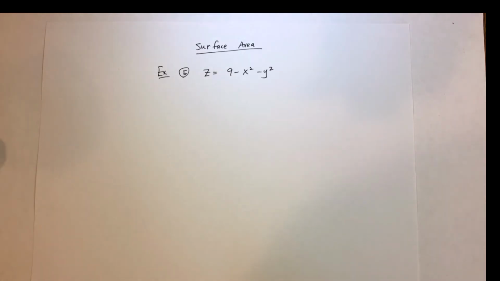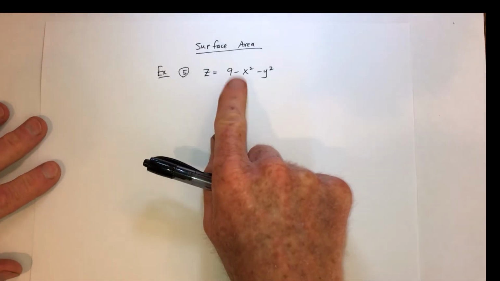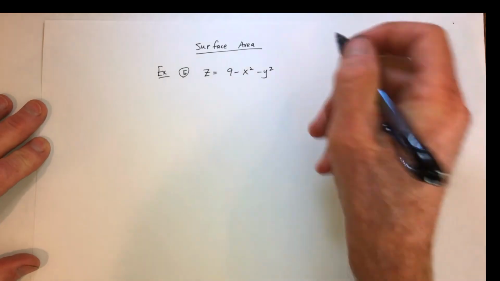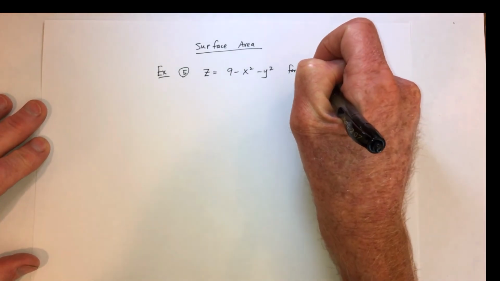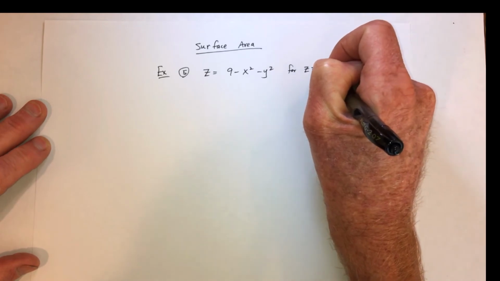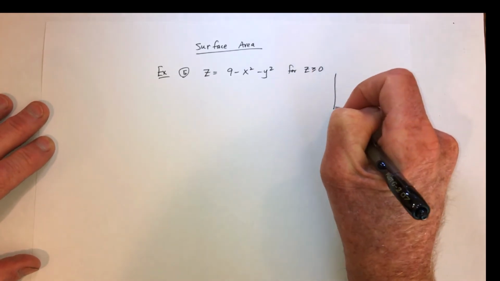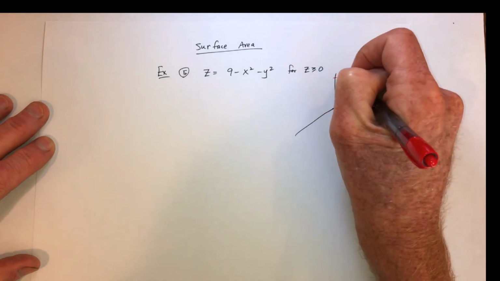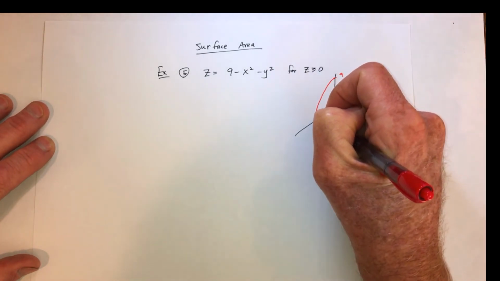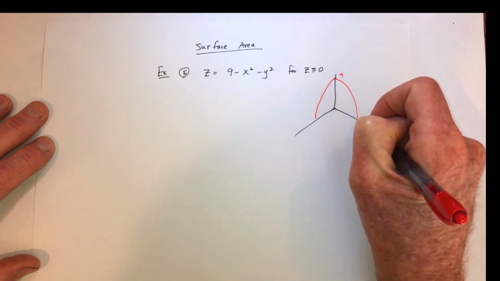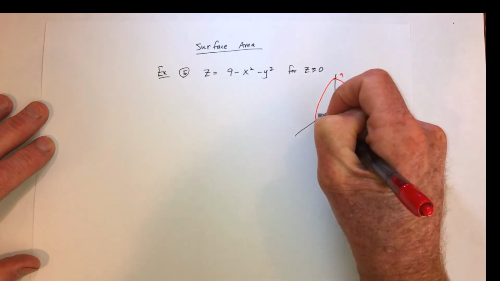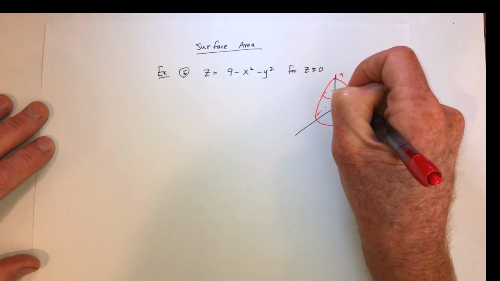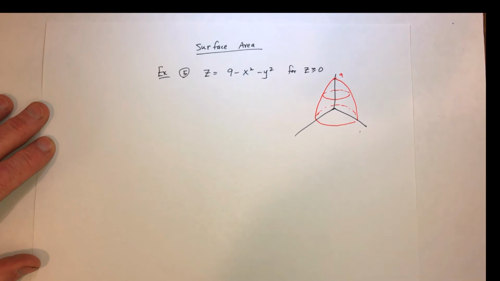And now let's look at the idea of surface area. So we'll go back to this first example, which is this paraboloid. And then suppose that we're supposed to find the surface area for the positive part, where z is positive. So this one starts at a height of 9, it goes down like this, it makes the nice circular paraboloid. And then find the surface area of that shape right there.